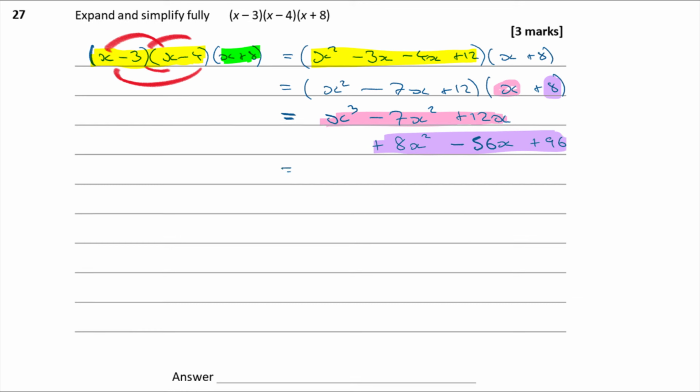So adding up my first column, well, I've only got one number in it. So it's just x cubed. And then my next column, these two I'm going to add together. 8x squared minus 7x squared. That's just x squared. So I'm going to get plus x squared. Okay, and now my next column, 12x minus 56x, that comes to minus 44x. And then finally I've just got a column with one number in it again, a 96 on the end, so I'm just going to say plus 96 at the end. And there we go. That's our cubic that we get from multiplying out those three brackets. x cubed plus x squared minus 44x plus 96.